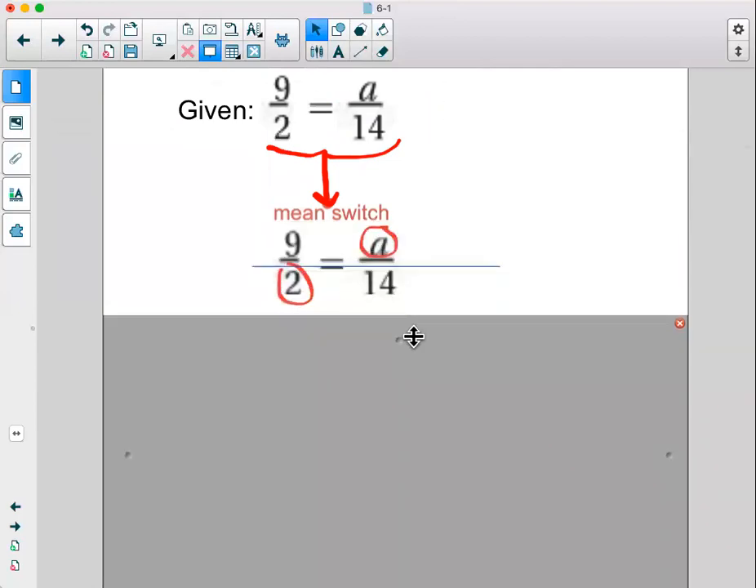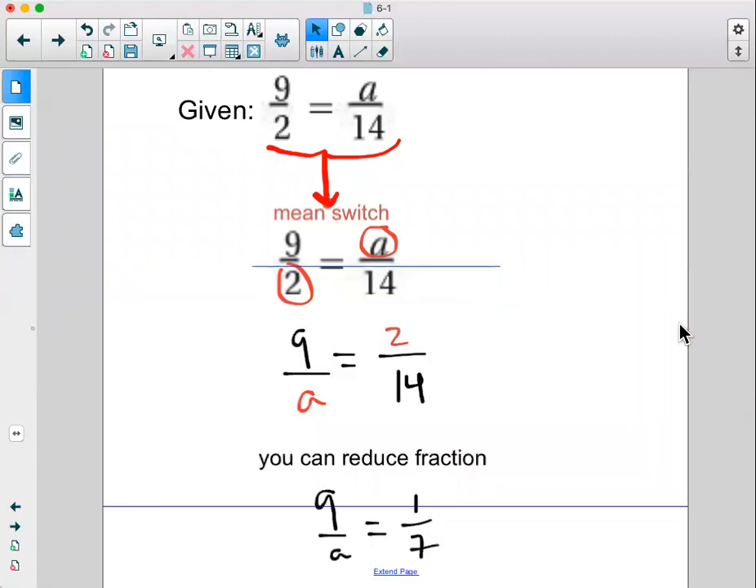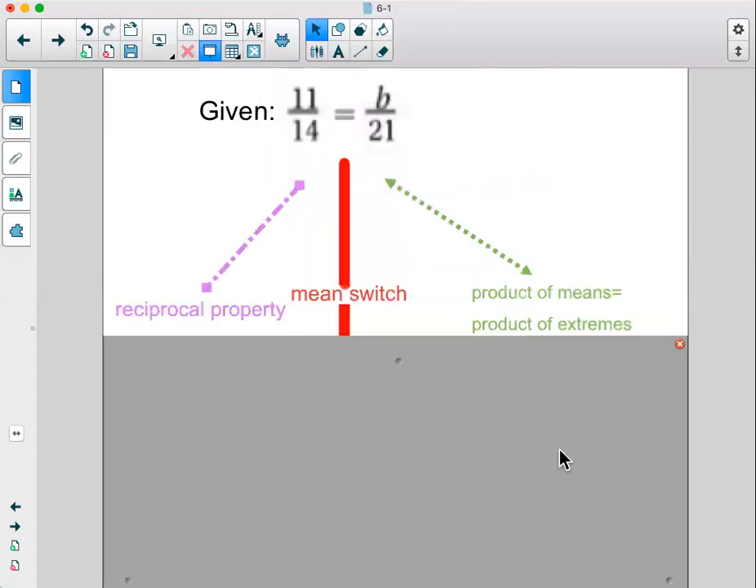You could rewrite the proportion just as it is and circle the means, and then switch them. You can also always reduce a fraction whenever possible. So pause and practice applying all three properties, and then press play.